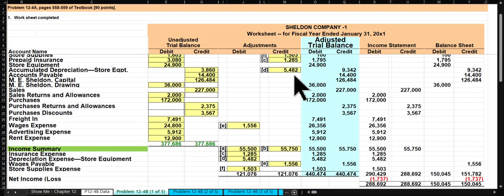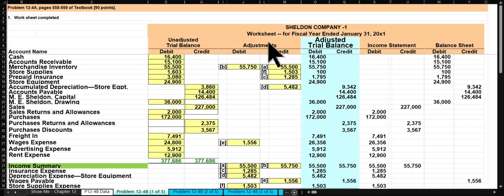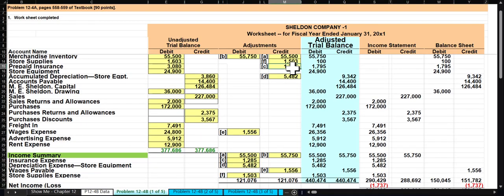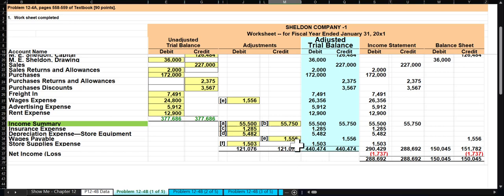So here are the entries recorded in the adjustments column of the worksheet. You can see for C, we decreased this asset by 1,285, the amount used. So this credit decreases this debit. So we have left 1,795, and that represents insurance that we have not yet used. So we're going to bring that over to the next fiscal period. And of course, we credited the asset and we debited the expense.